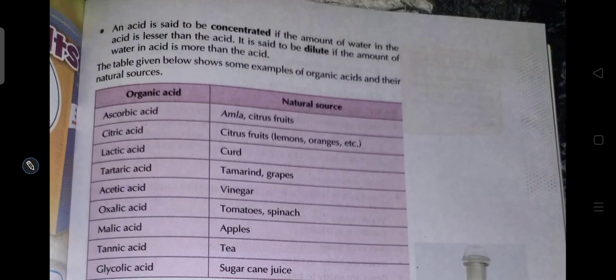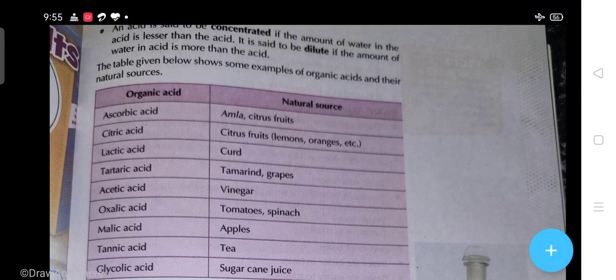Okay students, an acid can be said to be concentrated or dilute. Concentrated means that the amount of water in the acid is lesser than the acid, and it is said to be dilute if the amount of water in the acid is more than the acid. So concentrated means the amount of water in acid is lesser, and if the amount of water is more than the substance and acid, that is called dilute.